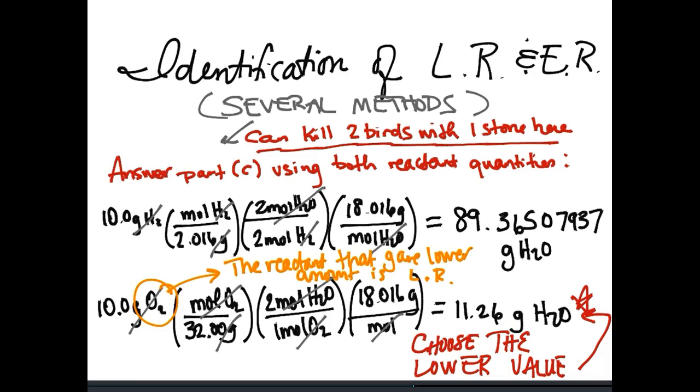So we could have just done these two calculations here, choose the lower value for the answer to part C, and then whichever reactant gave you that lower value, oxygen in this case, oxygen is definitely the limiting reactant, and that means the other reactant is the excess reactant.